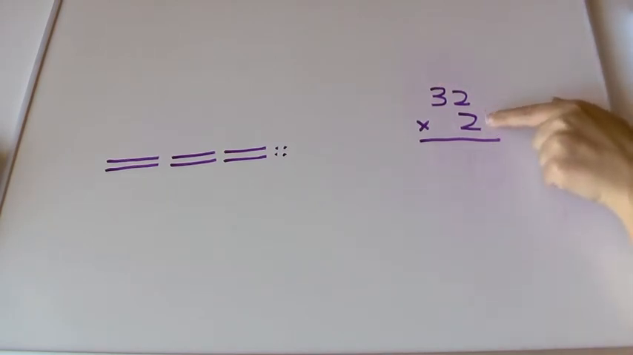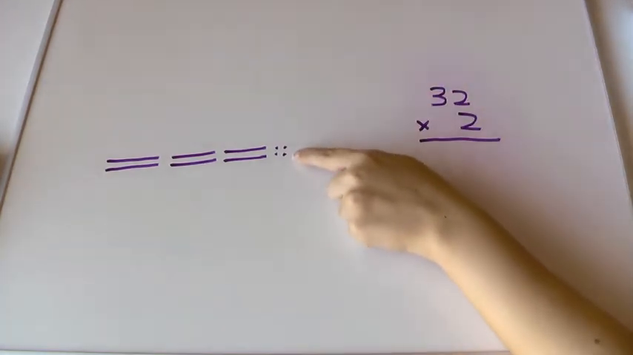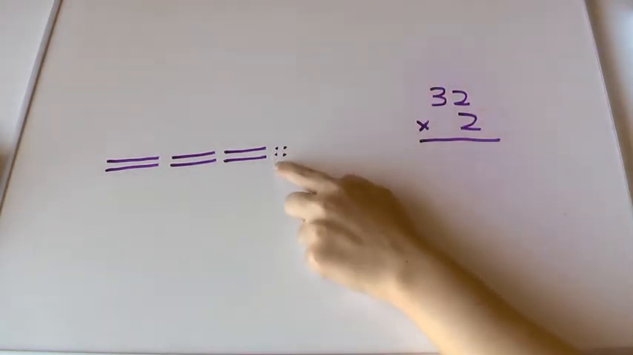So the first part we do is 2 times 2. That's right here. We have 2 of 2, and that's just 4.